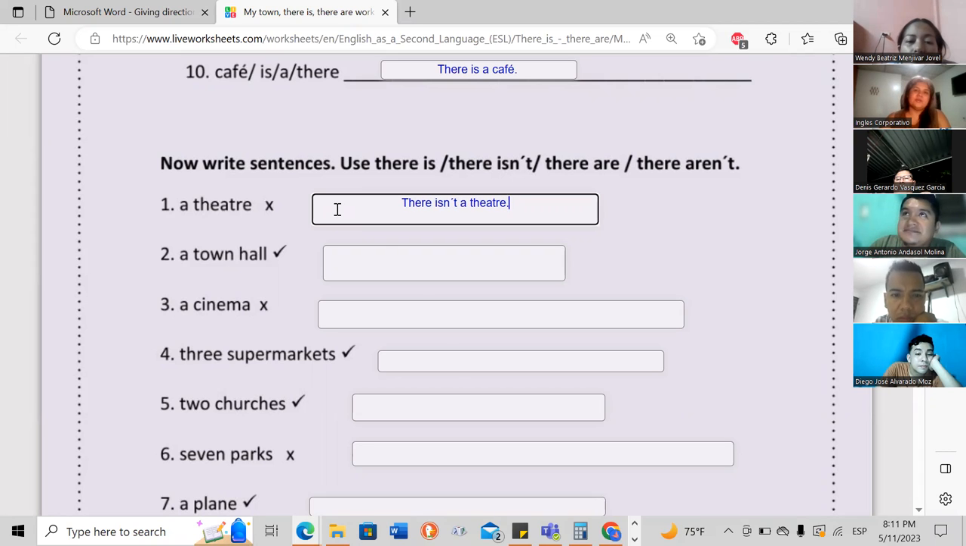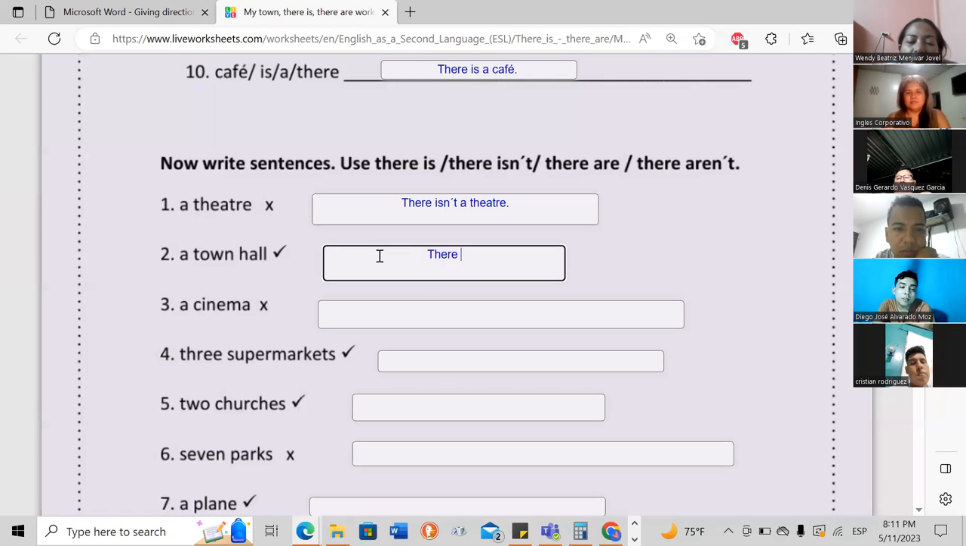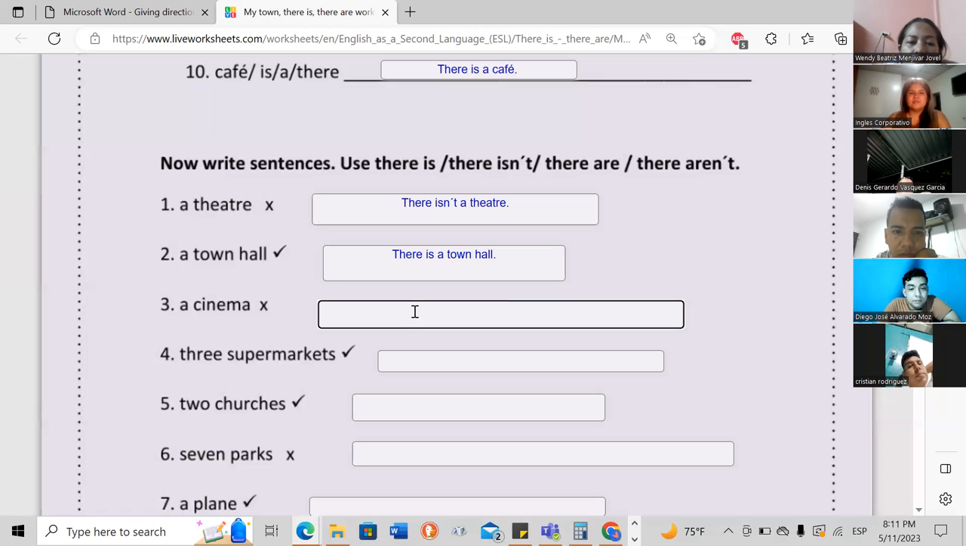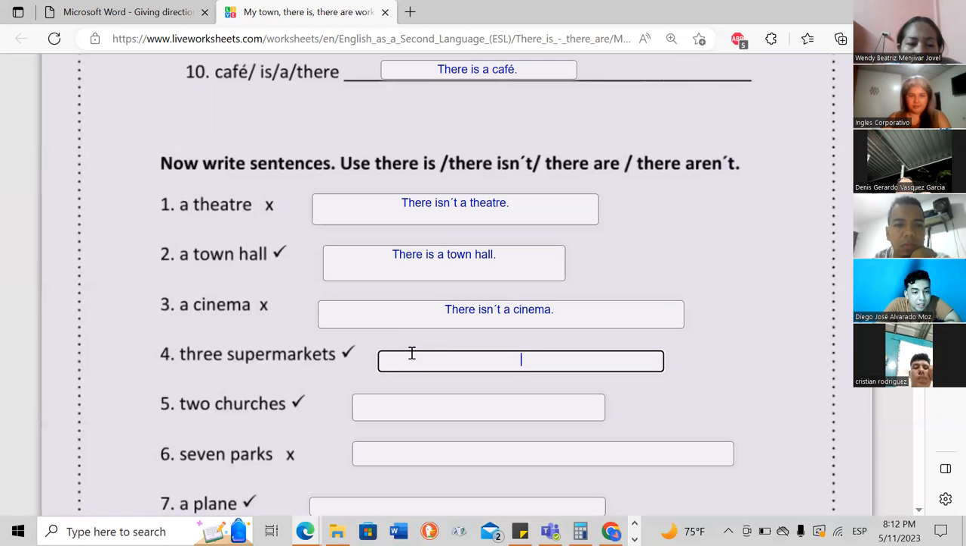There is an airport. There is a town hall. There is a cinema. Number four.